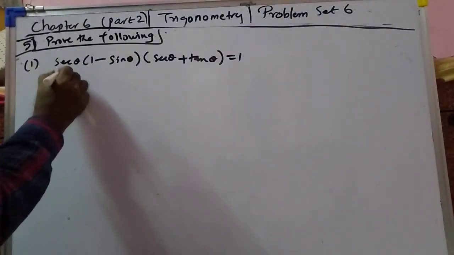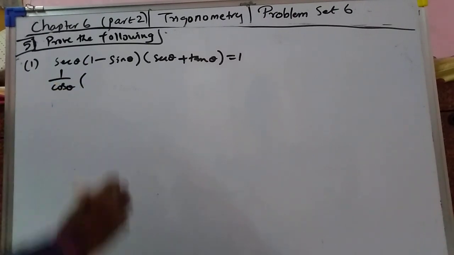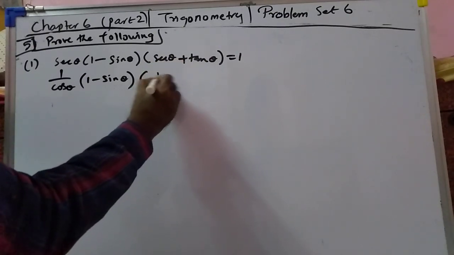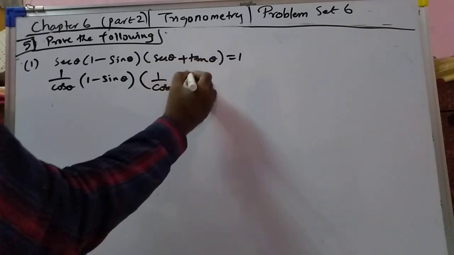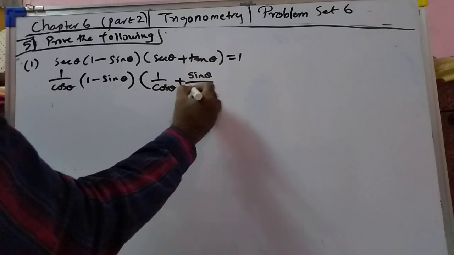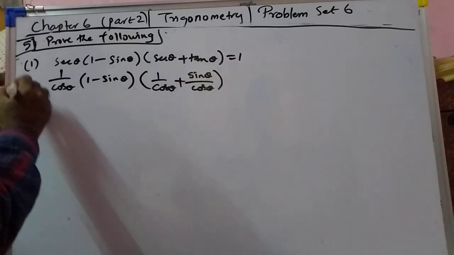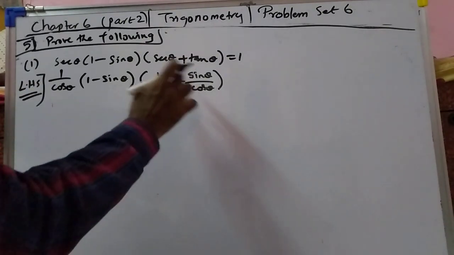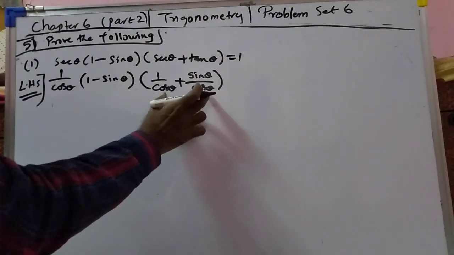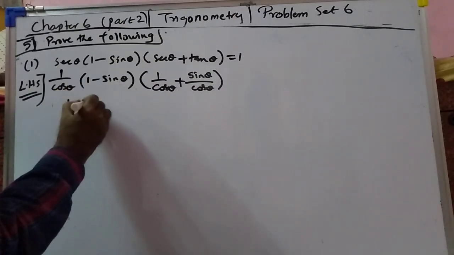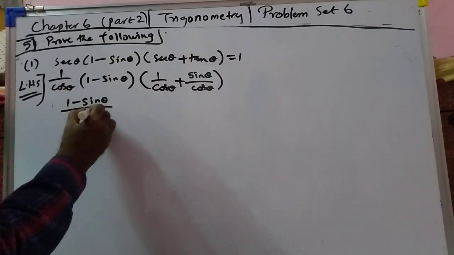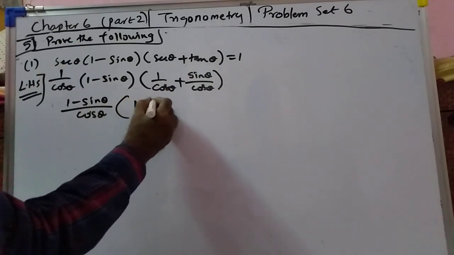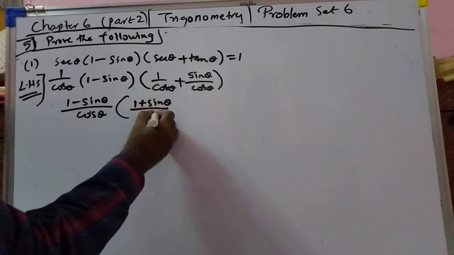Sec theta is 1 upon cos theta, 1 minus sin theta. Sec theta is 1 upon cos theta, tan theta is sin theta upon cos theta. Okay, this is the left hand side. So the LCM is the same, so we can group it. So we can write it as 1 minus sin theta upon cos theta, and here 1 plus sin theta upon cos theta.